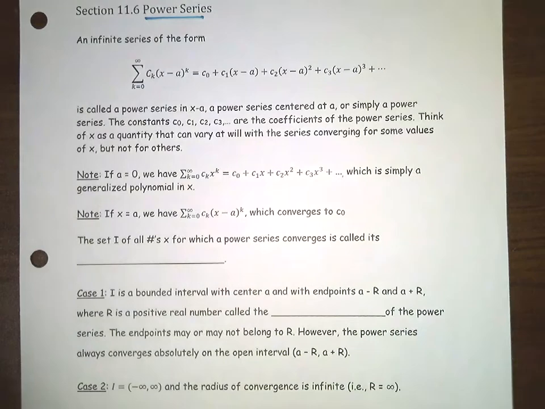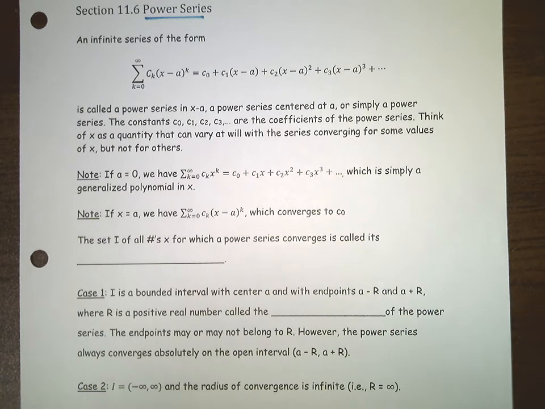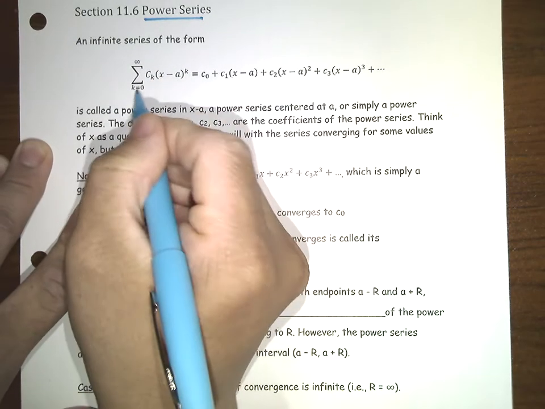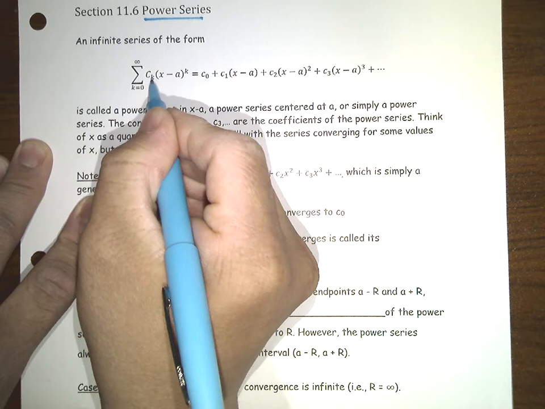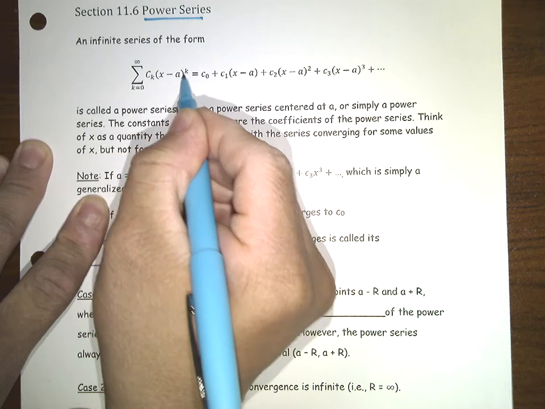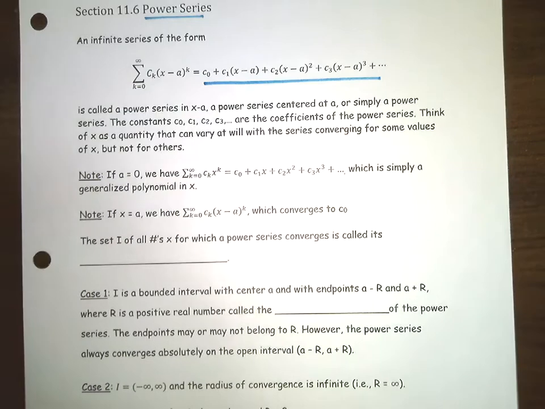So, what is a power series? Well, a power series is an infinite series of this form here. You can see it's a sum k equals 0 to infinity of c_k times (x minus a) to the k power, and then if you write it out in expanded form, this is what you get.